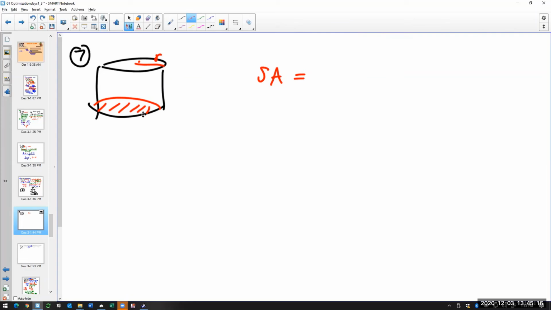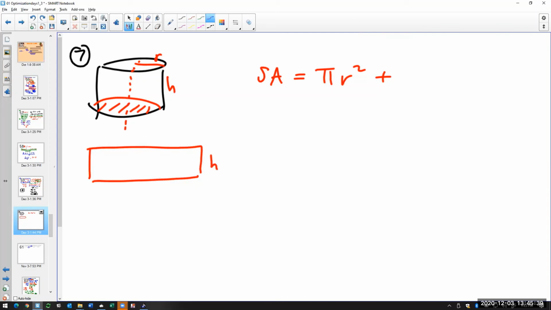Okay. So if I want the surface area of the cylinder, it has no top, then the surface area is going to be the area of the bottom, which is pi r squared, plus the area of this lateral side. To get the lateral side, you cut the cylinder like that. Remember, you cut the cylinder, it becomes a rectangle. This height is this height. This length is actually this length. Do you agree with that?